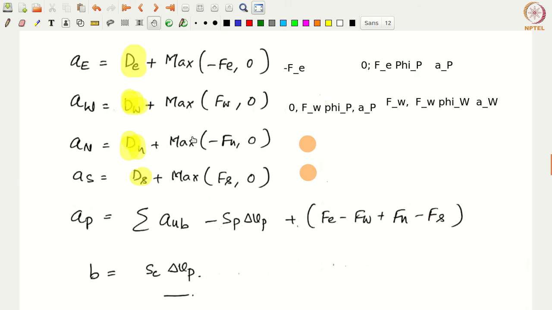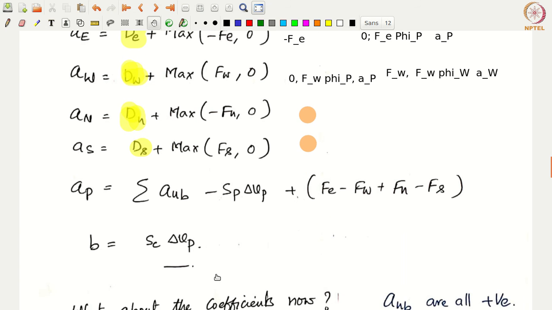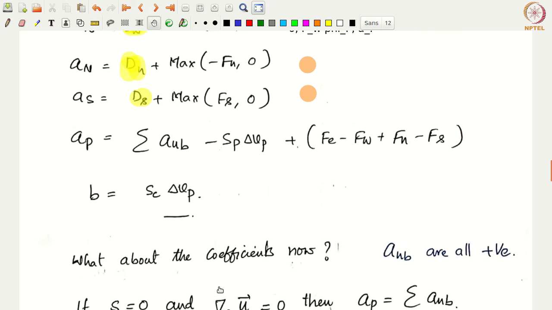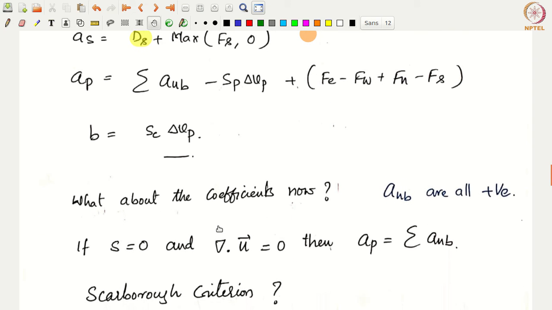We just have a max function, we code it up, and then both the diffusion and convection parts come into play here. So we have A east, A west, A north, A south, and AP would be equal to sigma NB minus SP delta VP plus F east minus FW plus F north minus F south. Okay, this is required, and B equals SC times delta VP. That is very compact compared to the if else statements.